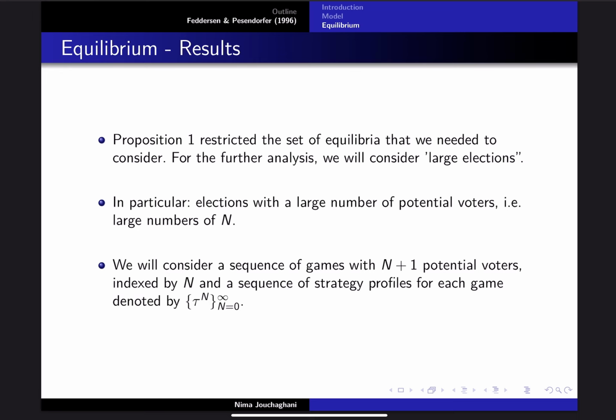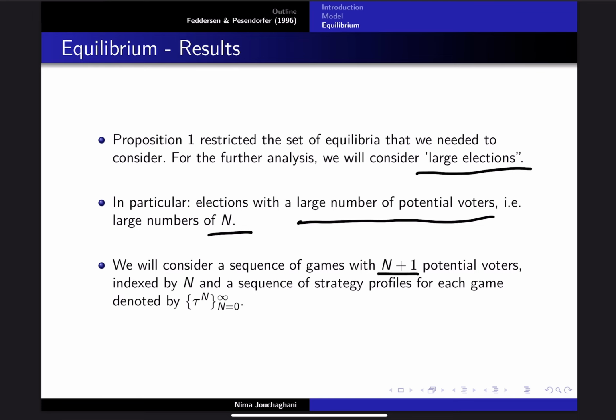So as I said before, proposition 1 is restricting the set of equilibria that we need to consider. And for the further analysis, we will consider so-called large elections. Large elections refer to situations where we have a large number of potential voters, a large capital N. And just for notation, we will have a sequence of games with capital N plus 1 potential voters.